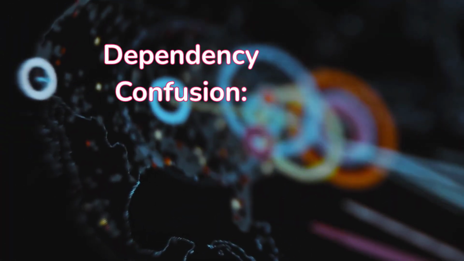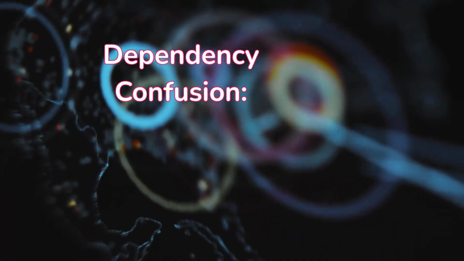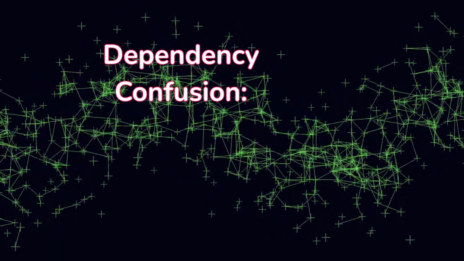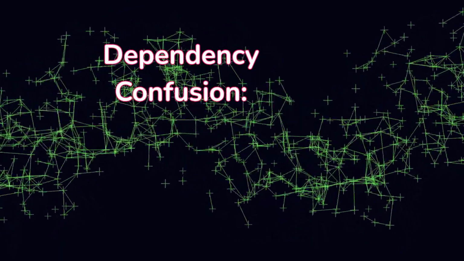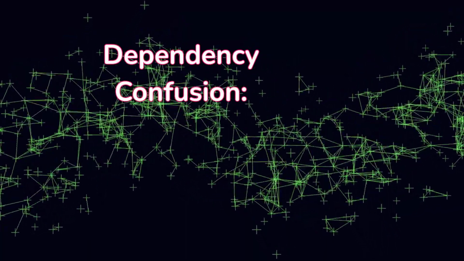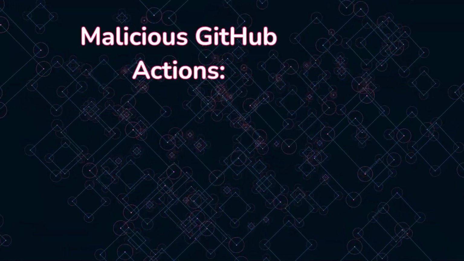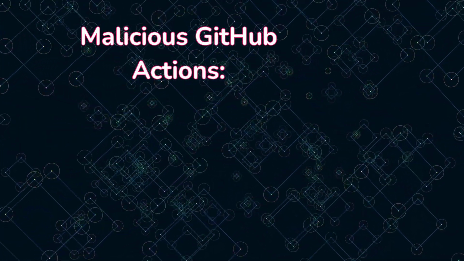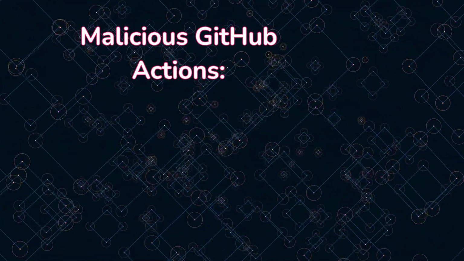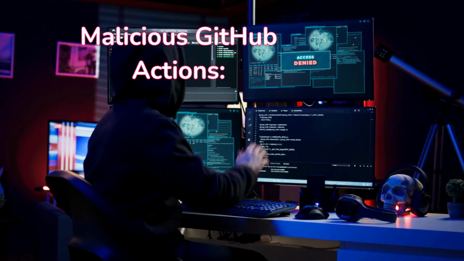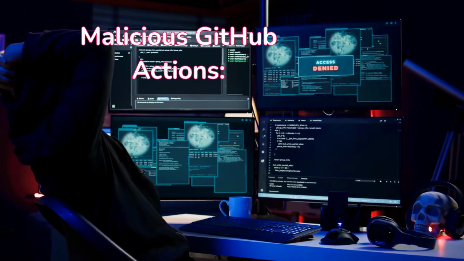Attackers create packages of the same name as legitimate dependencies, but store them in malicious repositories. When developers pull dependencies, they may inadvertently pull the malicious version if security practices are not in place. Malicious GitHub Actions. As seen with the ReviewDog example, adding a seemingly useful action to a workflow can introduce vulnerabilities. Attackers can disguise the malicious components within seemingly benign workflows.